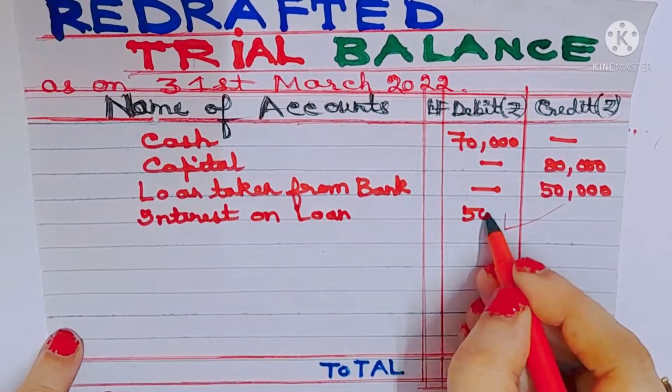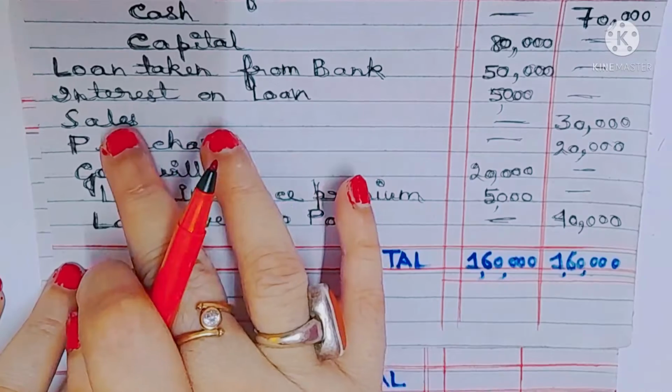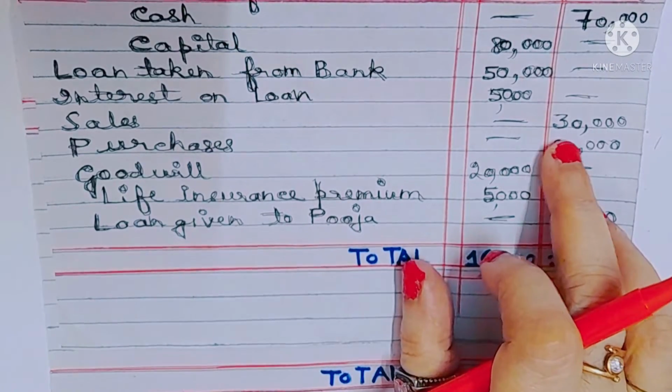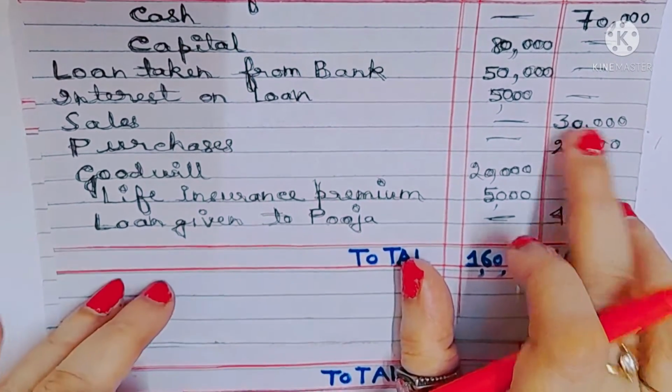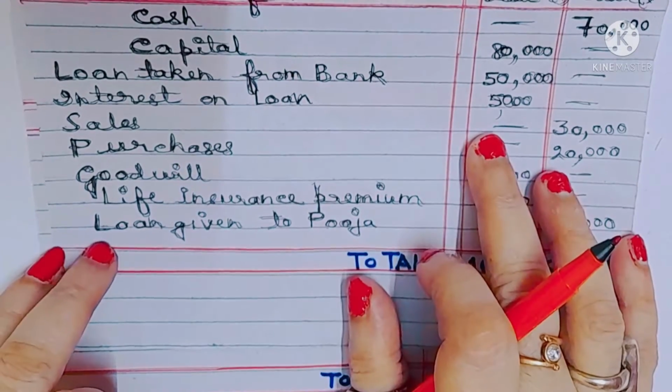$5,000. Interest on loan is a debit balance. So let's see the next account. Sales account. Sales is a credit balance which has been written correctly in the credit column. So let's write why sales is a credit balance?